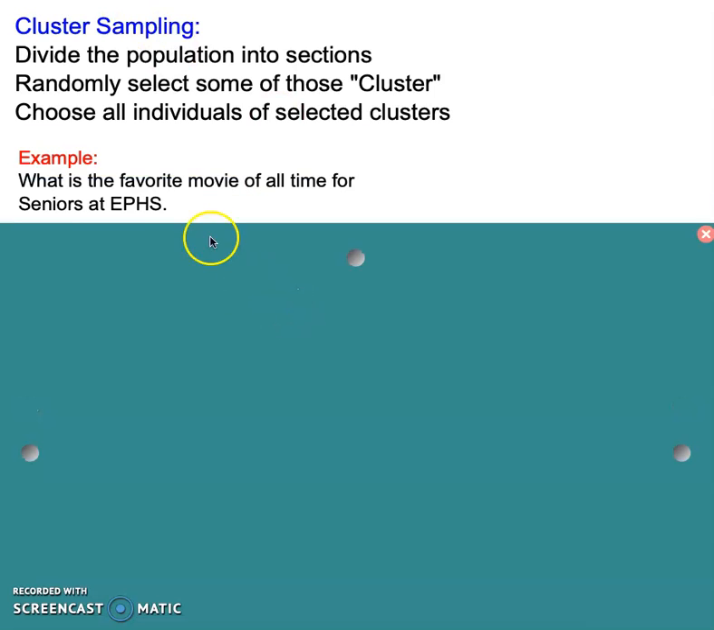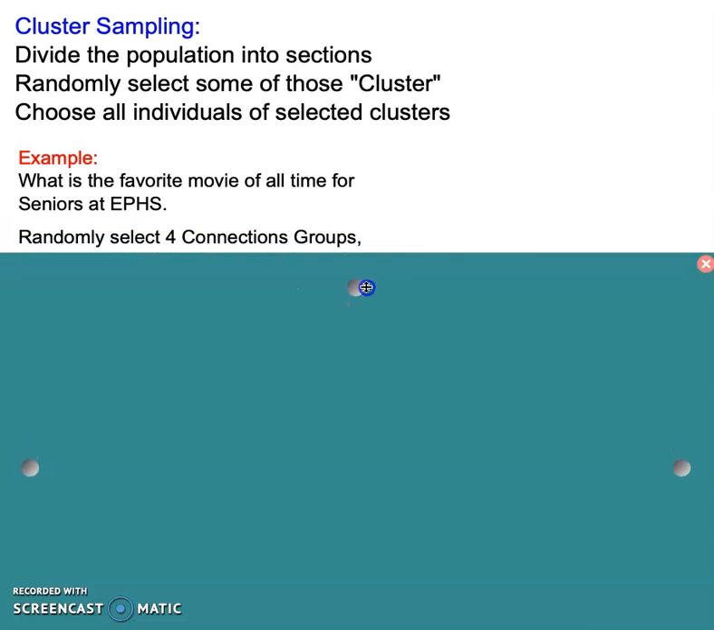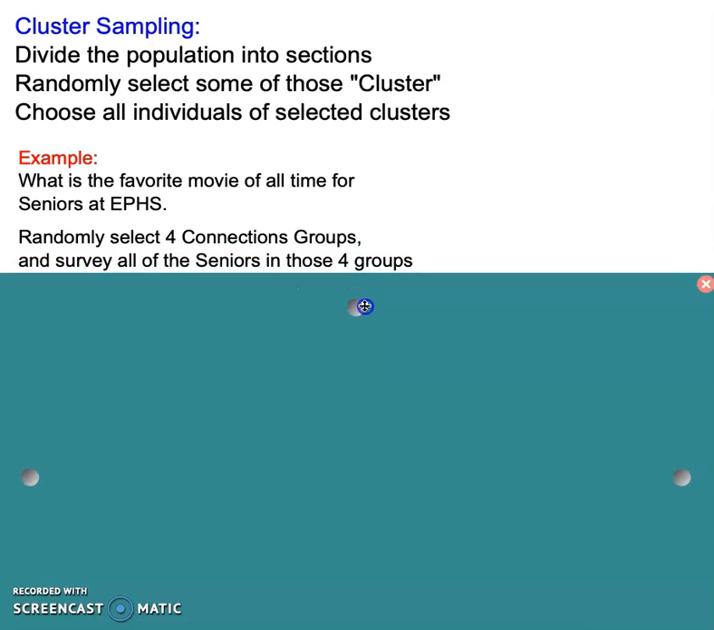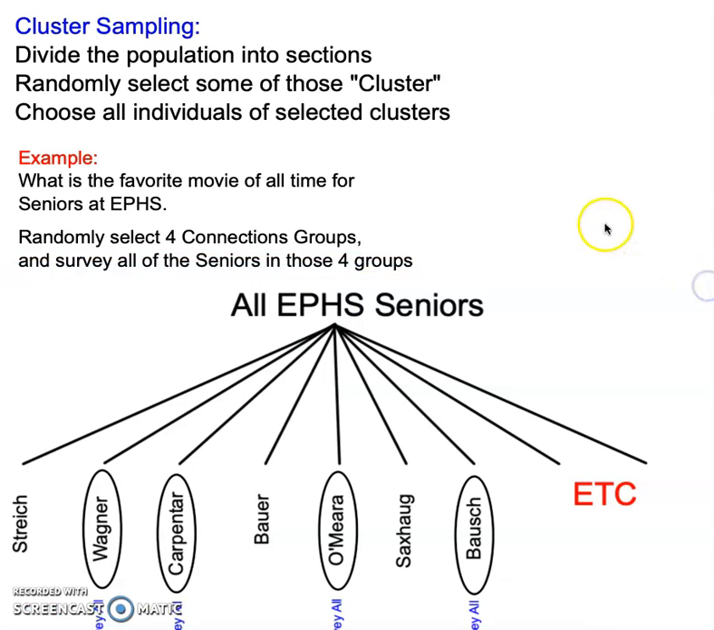Say I want to find out the favorite movie of seniors at Eden Prairie High School. I don't have enough time to ask all of them. So what I'm going to do, I'm going to pick 4 connection groups that have seniors. And then I'm going to survey all the seniors of those groups.